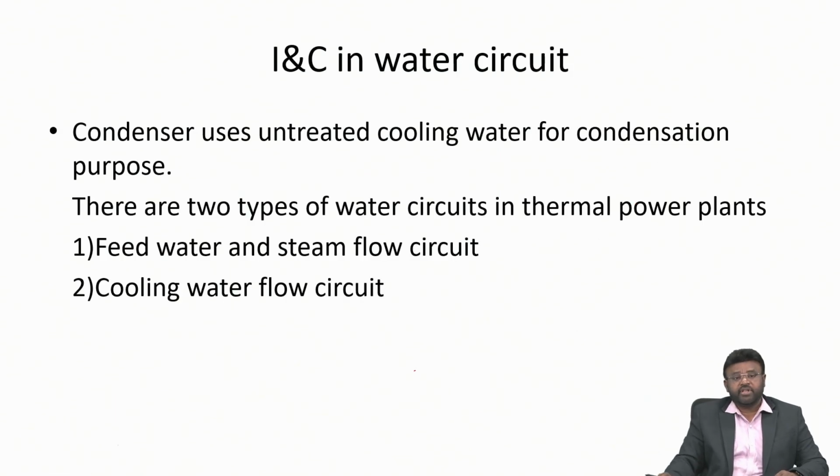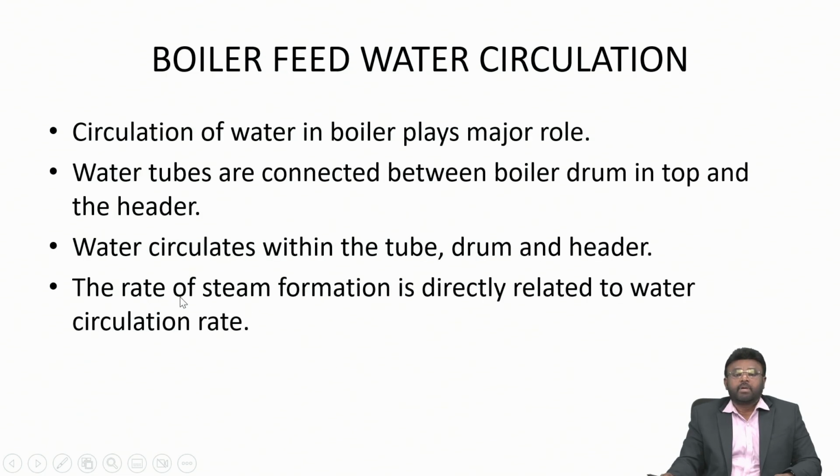Now what are the various aspects related to I and C in the water circuit? The condenser uses untreated cooling water. As I told you in the diagram, this sends condensate for the condensation purpose. So one is the feed water and steam flow circuit, another is the cooling water flow circuit. Particularly we have two types of water circuits present: one is the water side and steam side, and another is the cooling water flow side.